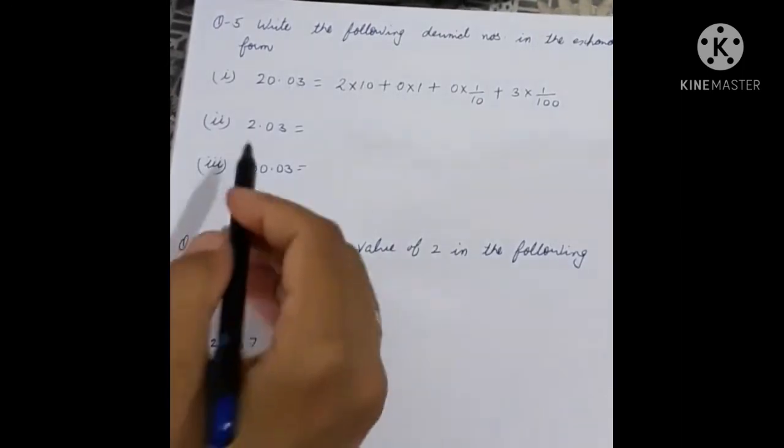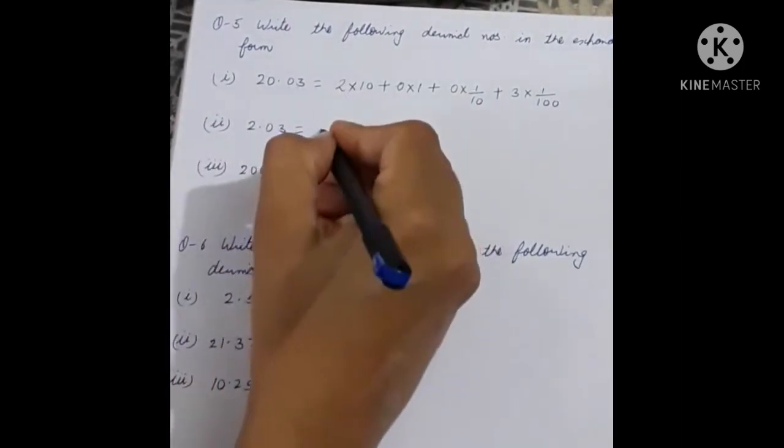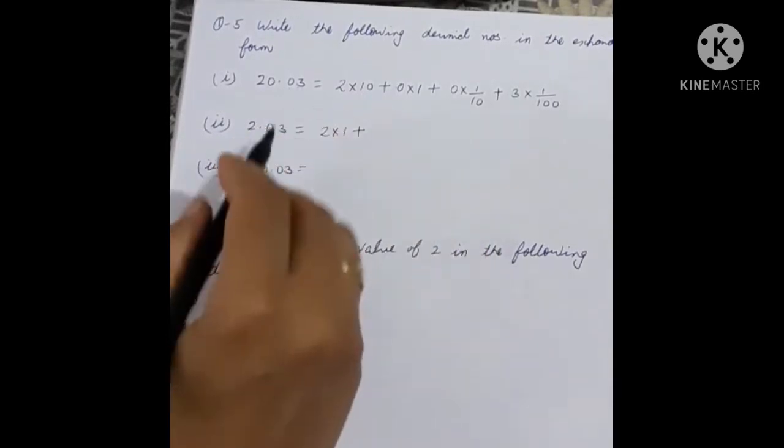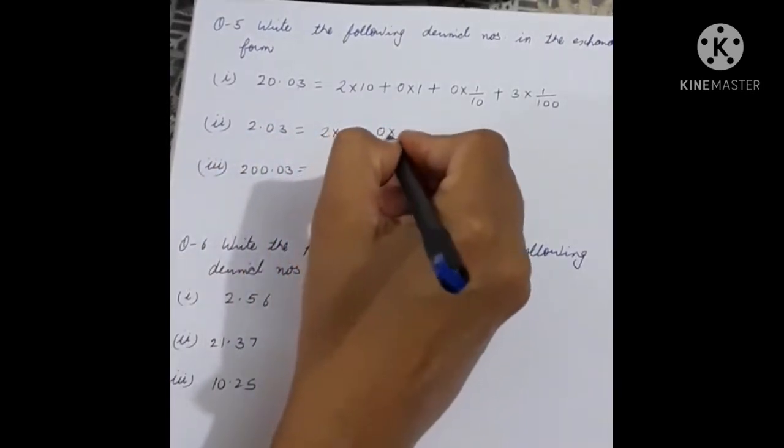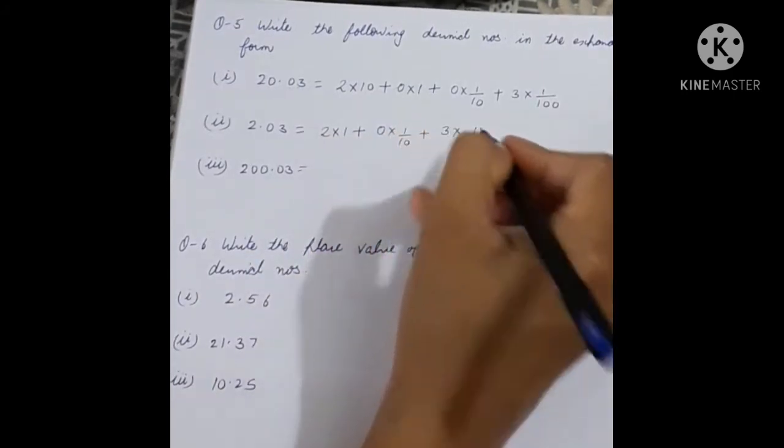Then the second part is 2.03. Here 2 is at what place? 1's place. So you will write 2 multiplied by 1 plus 0 is at 10th place. So 0 into 1 by 10 plus 3 is at 100th place. So 3 into 1 by 100.